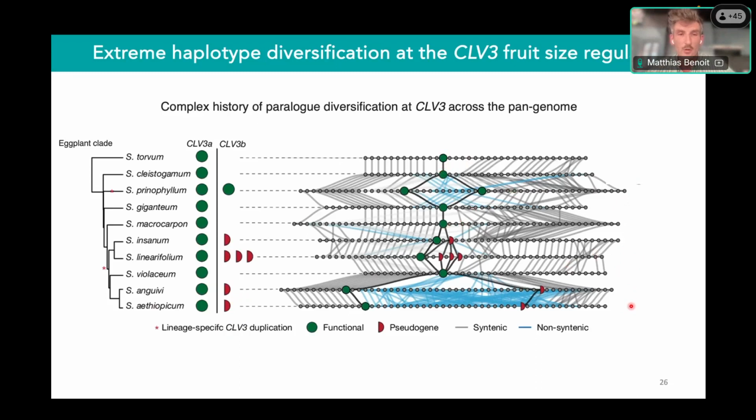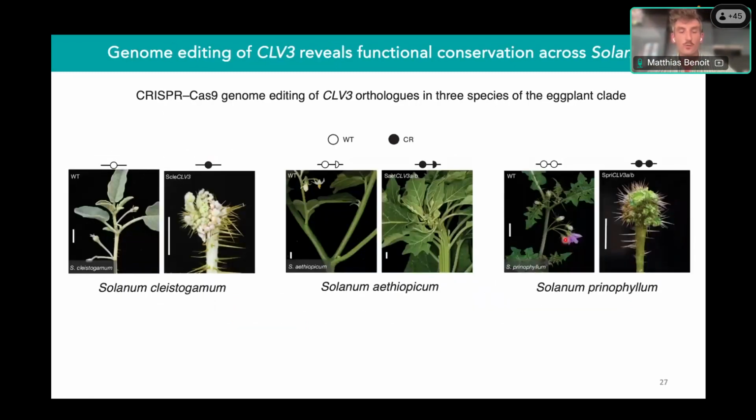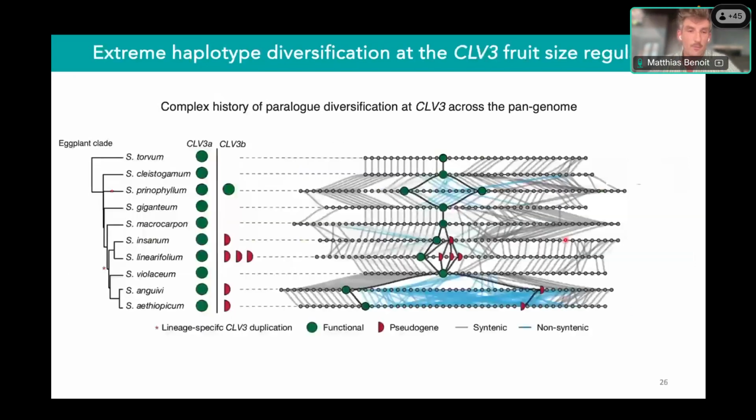So we took advantage of this haplotypic diversity to test how gene duplication of clavata3 modifies the fruit phenotypes in those different species. To do that, we selected three species: Solanum cleistogamum, which has a single clavata3 copy; Solanum Prinophyllum, which has two intact and functional clavata3 copies; and Solanum ethiopicum, which has one functional copy and one truncated copy.